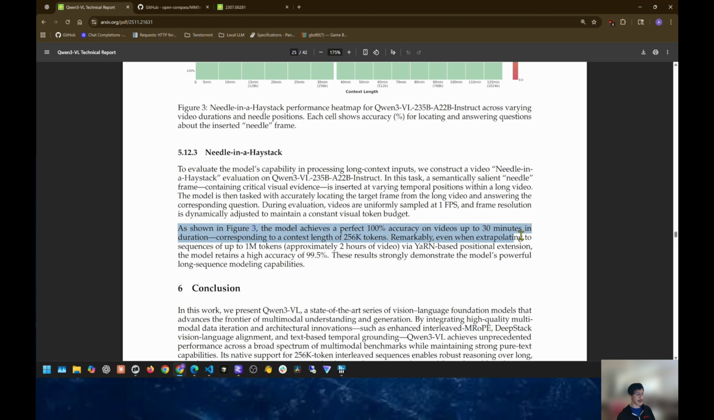Remarkably, even when extrapolating to sequences of up to 1 million tokens, approximately 2 hours of video, via a YaRN-based positional extension, the model retains a high accuracy of 99.5%. These results strongly demonstrate the model's powerful long sequence modeling capabilities.